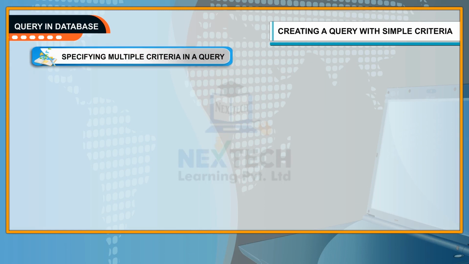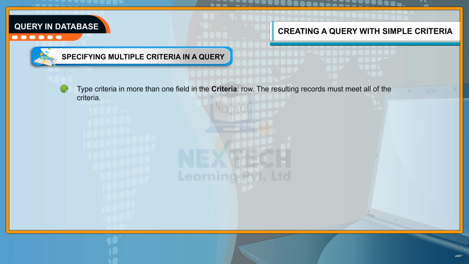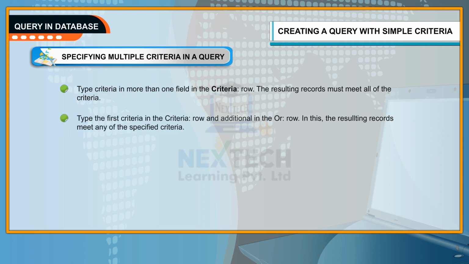Specifying multiple criteria in a query. Specifying multiple criteria in a query can be done in two ways. Type criteria in more than one field in the criteria row. The resulting records must meet all of the criteria. Type the first criteria in the criteria row and additional criteria in the OR row. In this, the resulting records meet any of the specified criteria.